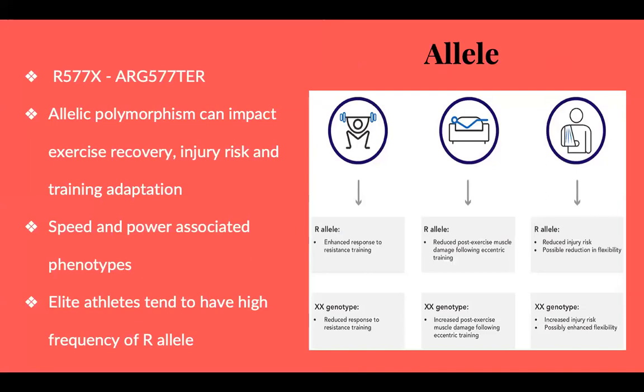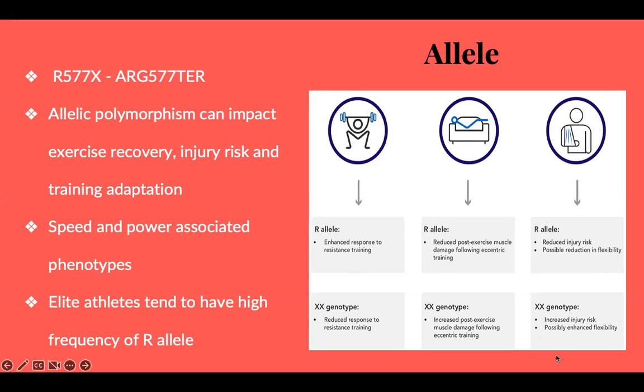So for alleles, the most important one is R577X. When this gene is allelic polymorphism, it can impact exercise recovery, injury risk, and training adaptations. And speed and power are associated phenotypes with this allele. And elite athletes tend to have high frequencies of this R allele.